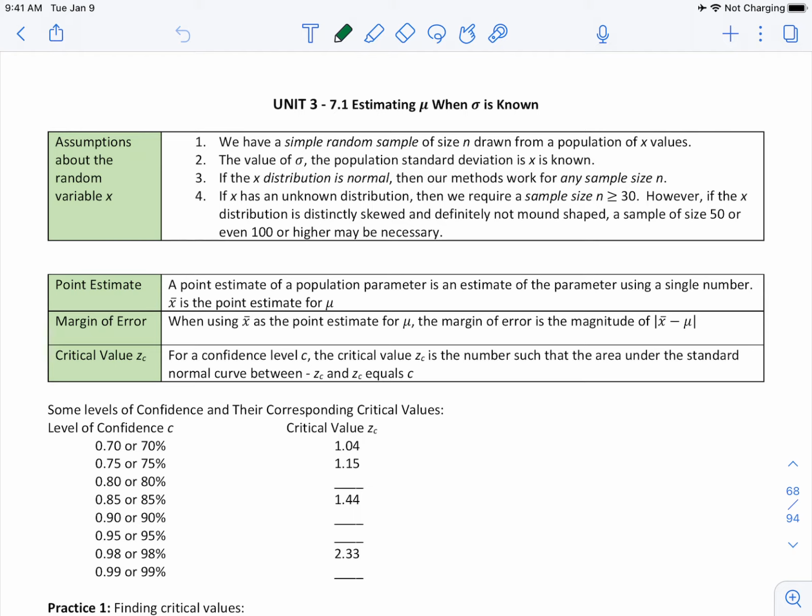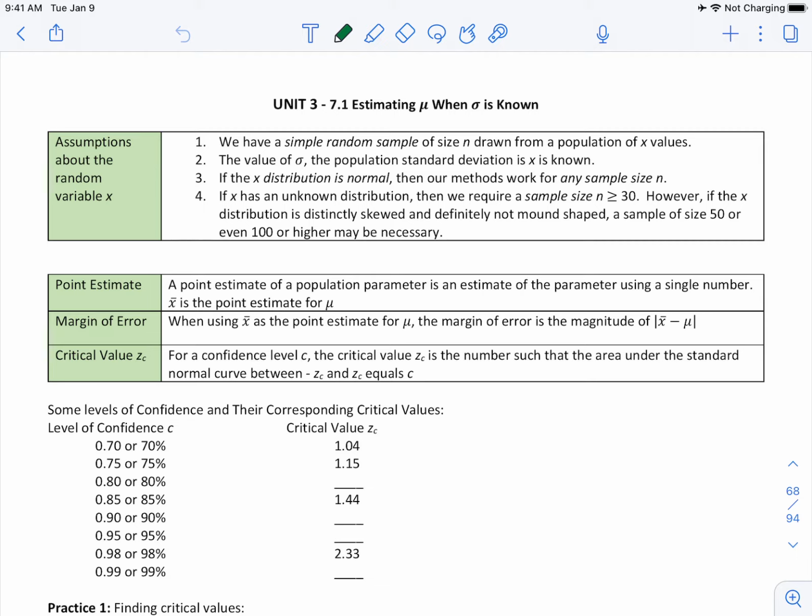Hi everyone! Today we're doing notes for 7.1, estimating mu when sigma is known. So some assumptions about the random variable x. We have a simple random sample of size n drawn from a population of x values. The value of sigma, the population standard deviation of x, is known.